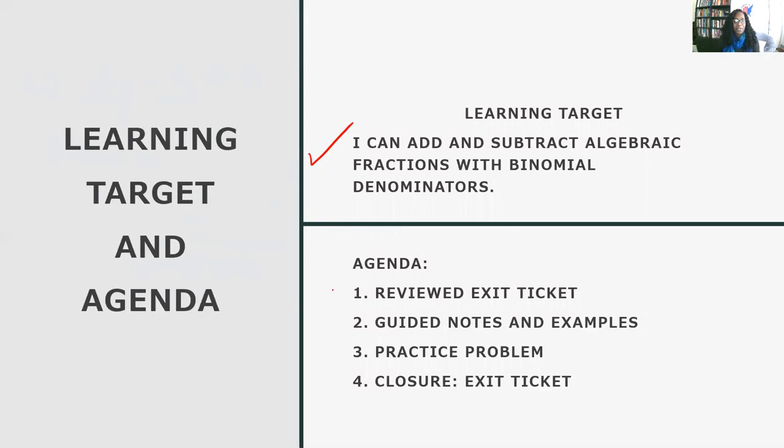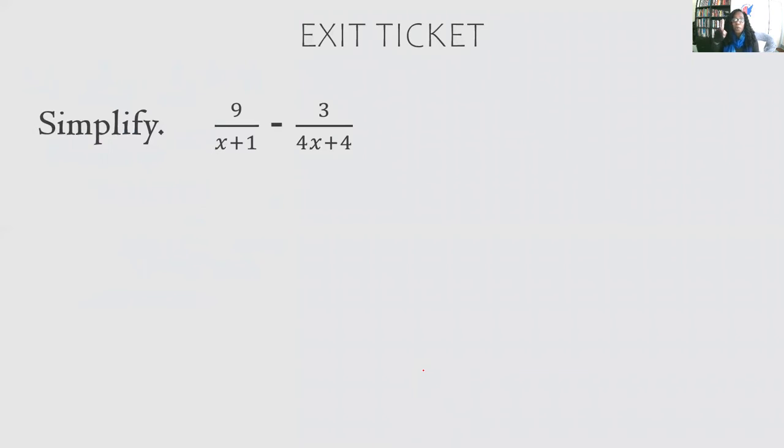So we did review the exit ticket. We looked at some guided notes and examples. We definitely looked at our practice problem. Now we're going to look at your exit ticket. So one problem and one problem only. So you are simplifying these problems, just like how we did with the lesson today. So you have 9 over x plus 1 minus 3 over 4x plus 4. So I just want you to try it out.